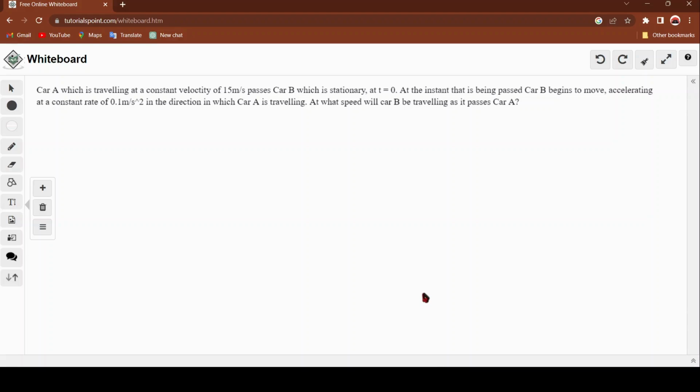Car A, which is traveling at a constant velocity of 15 meters per second, passes car B, which is stationary at t equals 0. At the instant that it is being passed, car B begins to move, accelerating at a constant rate of 0.1 meter per second square in the direction in which car A is traveling. At what speed will car B be traveling as it passes car A?